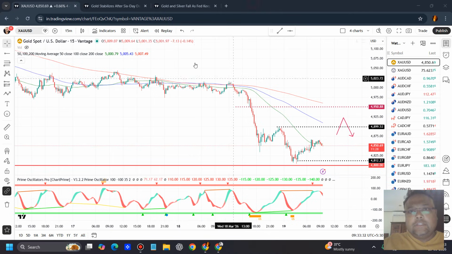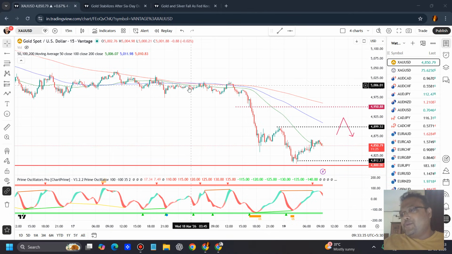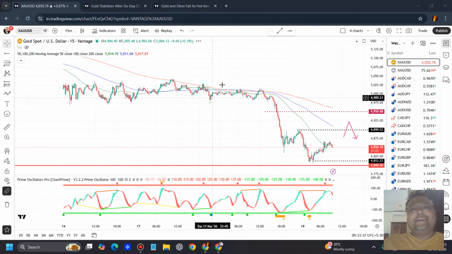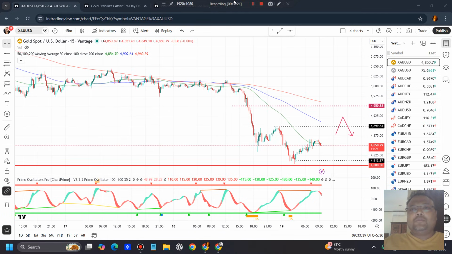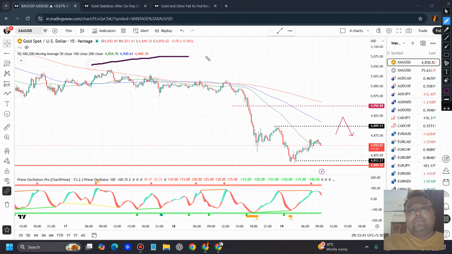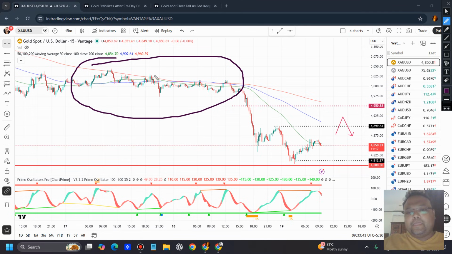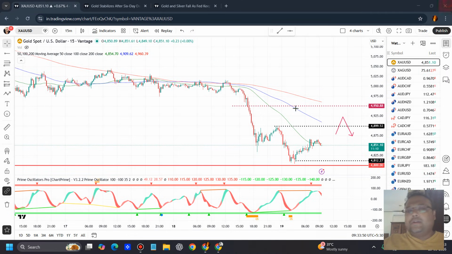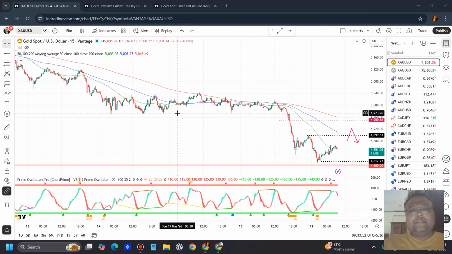So let's get started. My dear friends, this is the 50-minute chart of gold in front of us, and we can see that gold has shown a big sharp decline yesterday. Now we can see that gold is trying to stabilize around the 4850 area, but overall on the chart of gold the weakness can be seen.